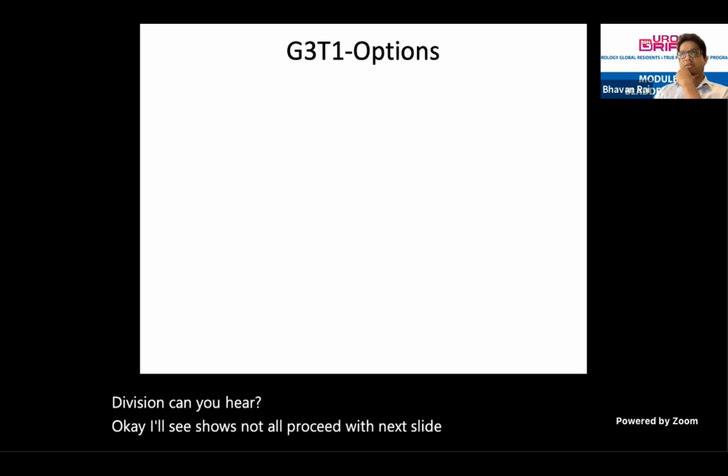Now, this gentleman had a TURBT. It's come back as a G3pT1 resection.